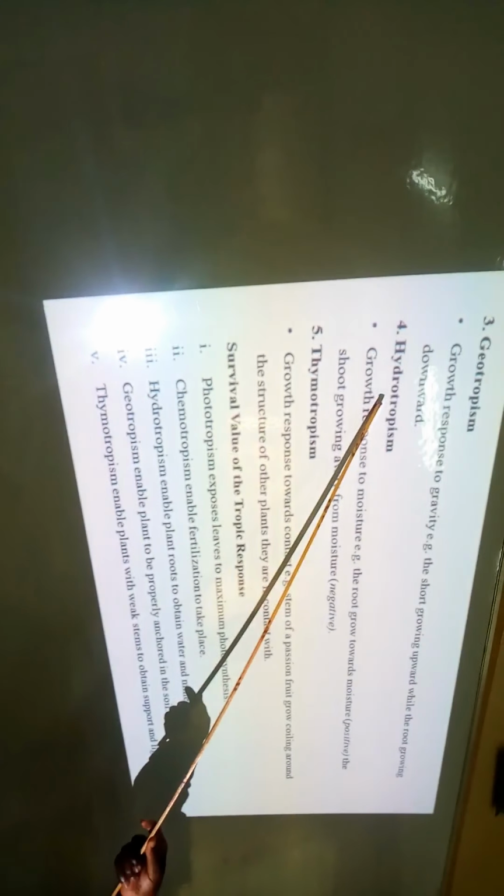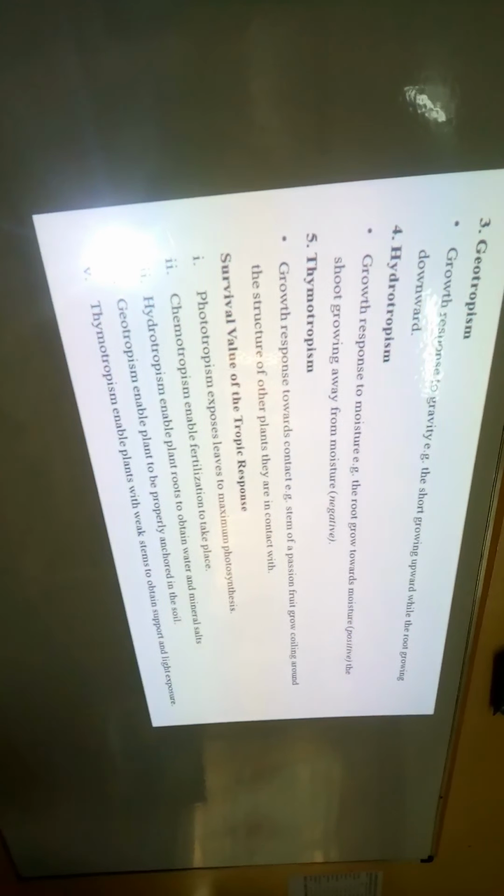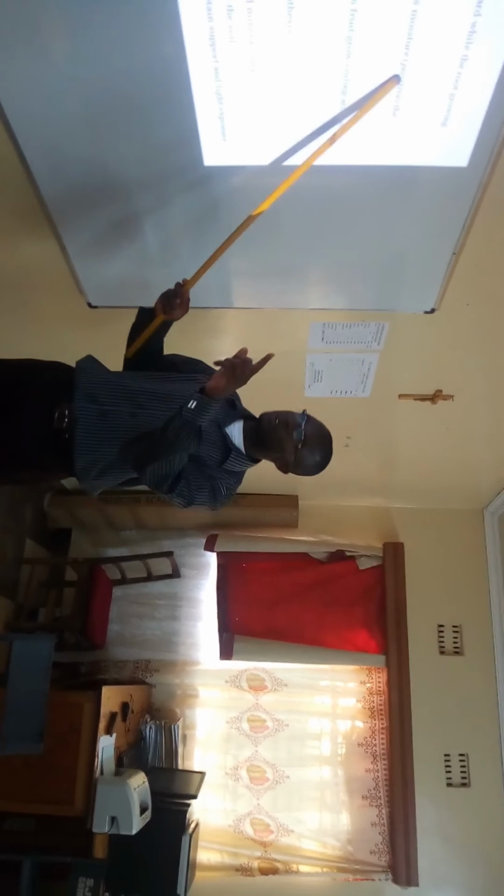Hydrotropism is a growth response to moisture, e.g., the root grows towards moisture, indicating positive. The roots of the plant are anchored in the soil, and therefore in the soil we say that they grow extending downward. Whatever they are sourcing for is water and minerals, salts. So, towards moisture, that is positive hydrotropism. While the shoot is growing away from moisture, representing negative hydrotropism.